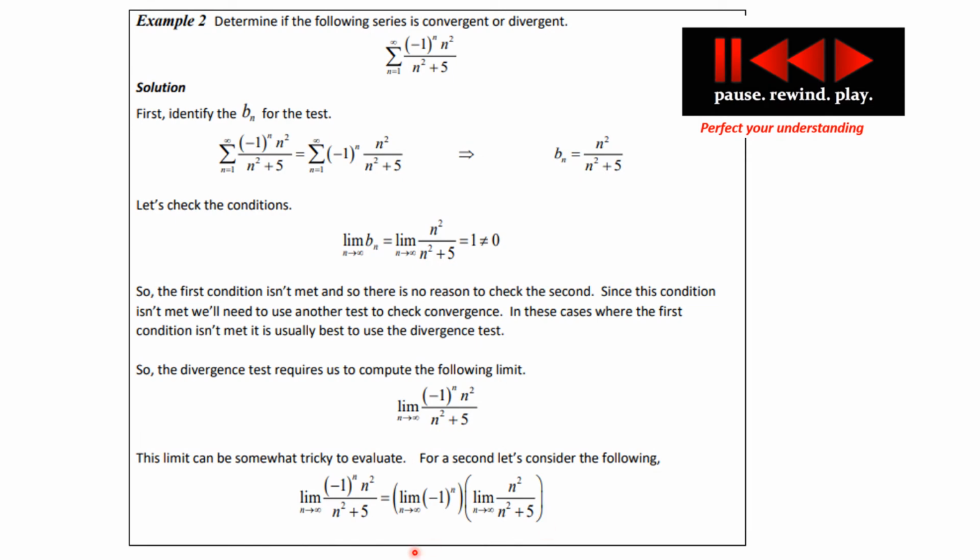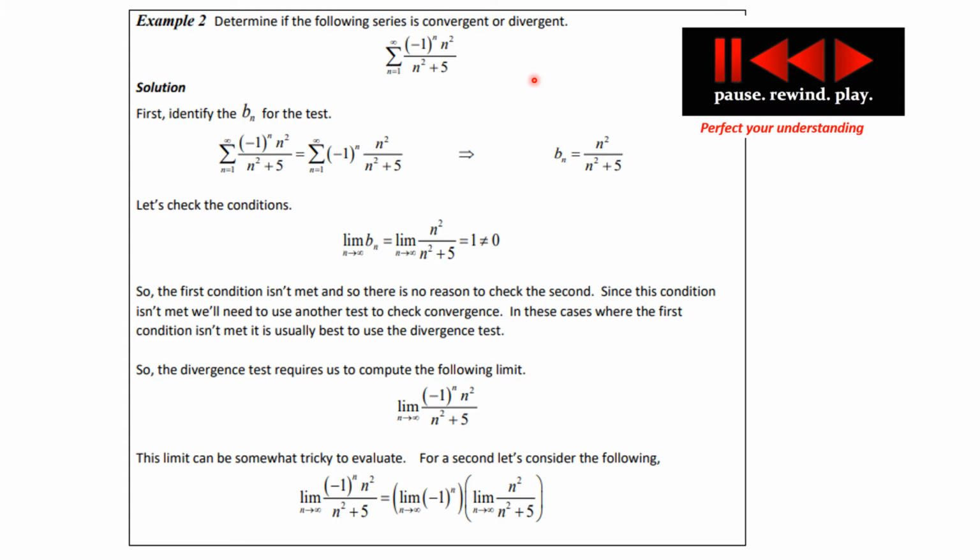Another problem. Again, this is a good problem to practice now and later. Determine if the following series is convergent or divergent. So this is the summation n equal 1 to infinity of minus 1 whole to the n, that's n squared over n squared plus 5.